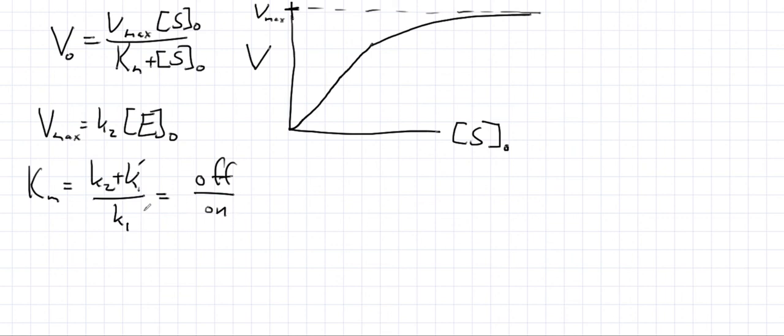And so basically, if we have a small Km, it means the on rate is bigger than the off rate. That's going to be tight binding, right? It really has a high affinity, the enzyme has a high affinity for the substrate. And the converse is true. If you have a big Km, that means it doesn't bind the substrate very well.